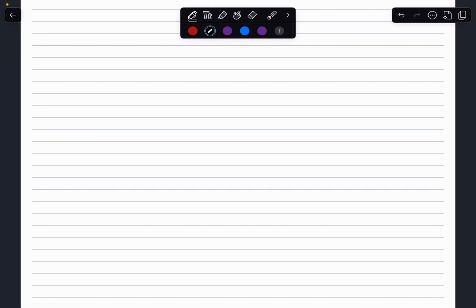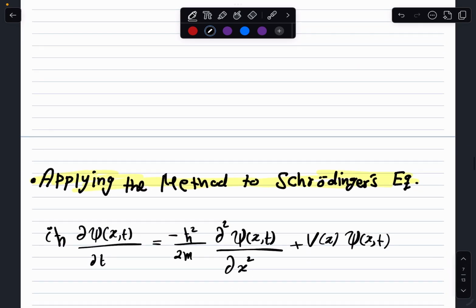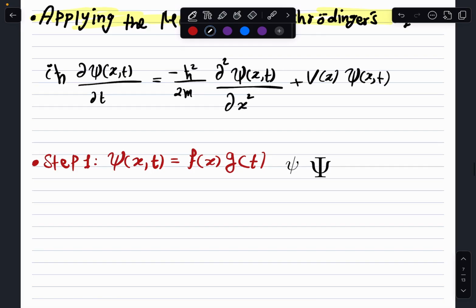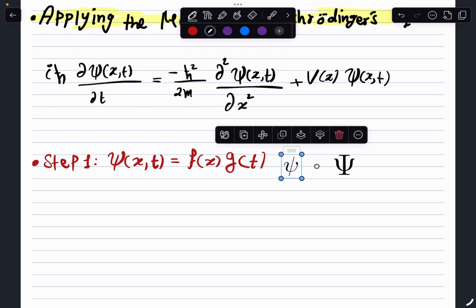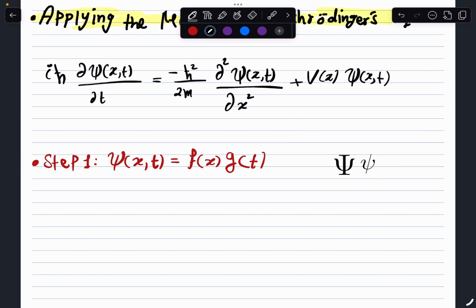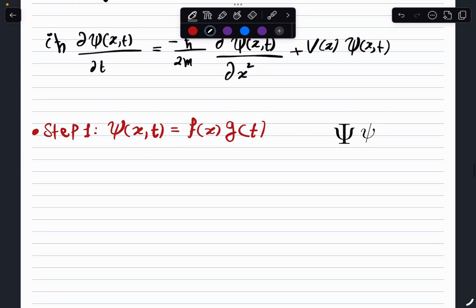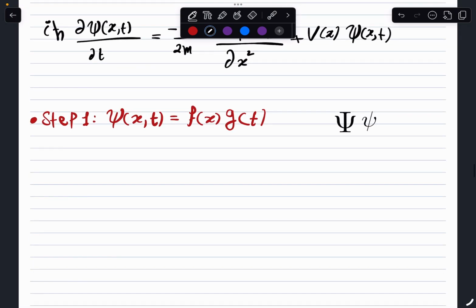Now, given this machinery, I believe we are ready to apply it to the Schrodinger equation, or, if you want to call it, the time-dependent Schrodinger equation. The first step is just to write the solution as a product of two functions: one function that depends totally on x, and the other totally on t, the time variable. Let's forget about this notation for now, because after we complete the calculation I will come back to it. Now this is step 1. So let's go to step 2.